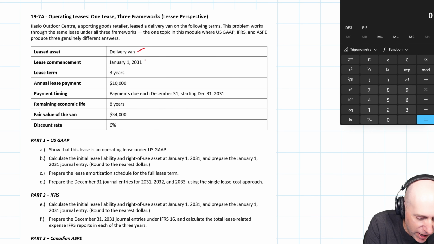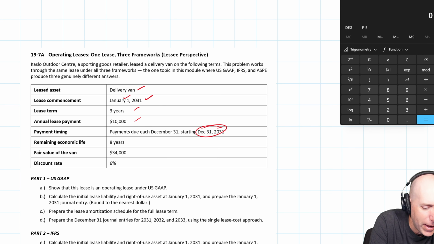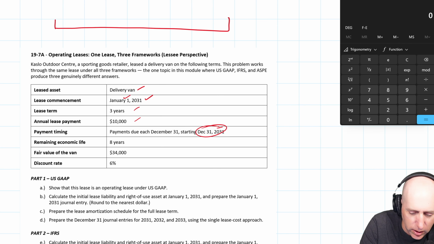We're leasing a delivery van. We're leasing commencing January 1st, 2031. It's a 3-year lease, $10,000 payments. Payments are due each December 31st. Now, we're leasing it January 1st. Our first payment isn't until December 31st. That's unusual for a lease payment. Usually you have to pay something up front, but okay, we'll live with that.